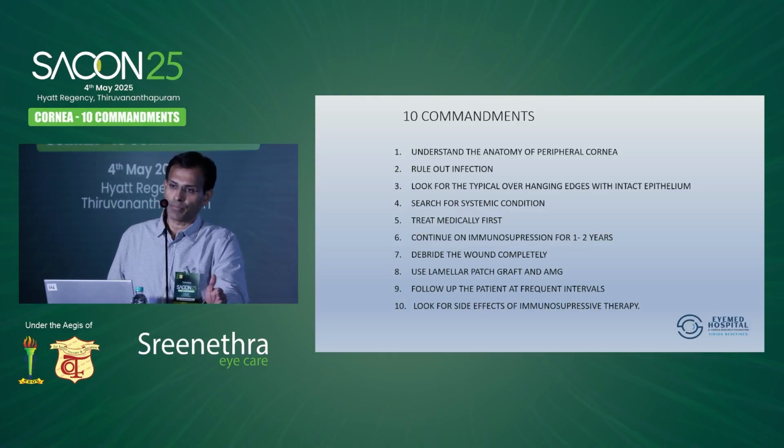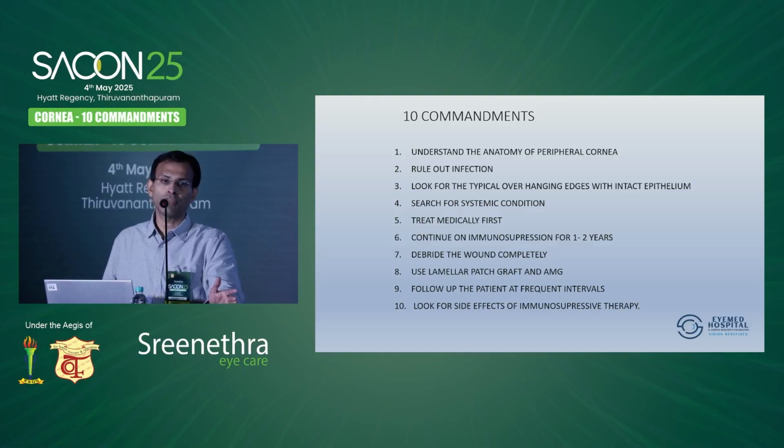Continue immunosuppression for 1 to 2 years. Debride the wound completely when you are doing it. Use lamellar graft and AMG. Follow up the patient at frequent intervals. Look for side effects of immunosuppression. Do an LFT or an RFT at least once in 4 months and follow up these patients.